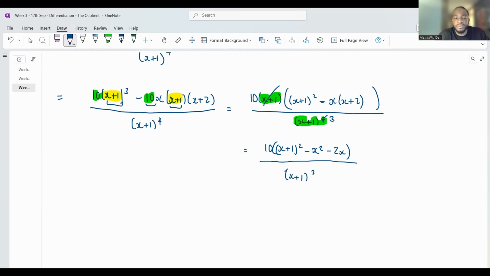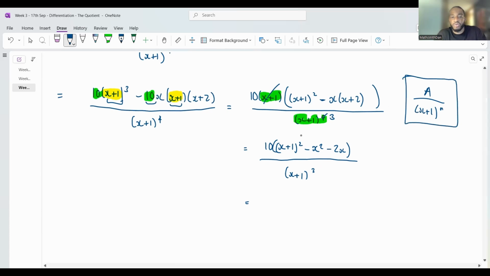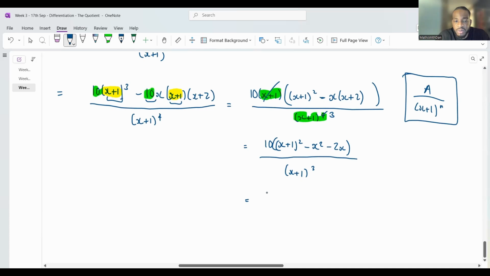Like that. Yeah, good stuff. And then now what I'm gonna do is, well, remember the show that was this? It was A over x plus 1 to the power of n, right? So we have a constant that we need to find. So that is good. So let's do that and see what we get.